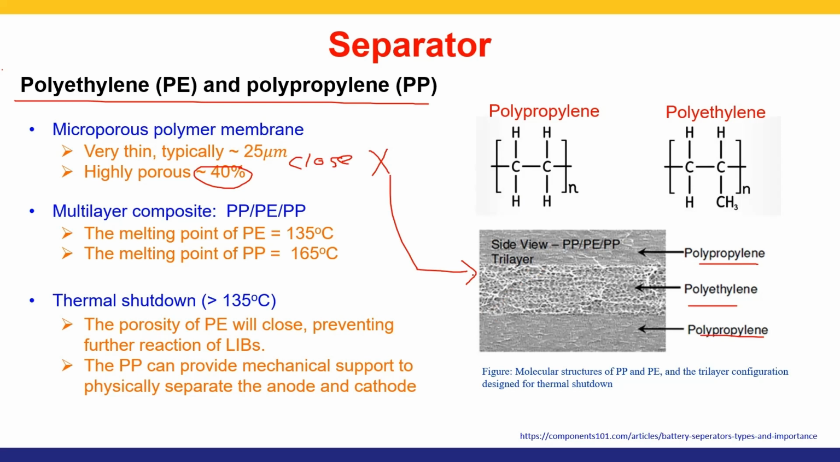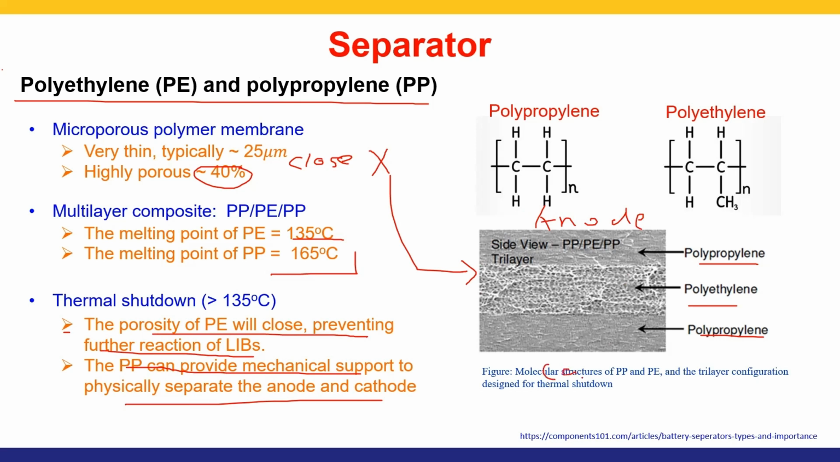The melting point of PE is 135 degrees C and the melting point of PP is 165 degrees C. In case of thermal runaway, the melting point of PE is low, hence it can shut down; the pore size will close. However, the PP can still serve as a mechanical support to separate the anode and cathode. So, in other words, the thermal shutdown temperature of a commercial lithium-ion battery using this kind of separator is about 135 degrees C. So it is like a thermal fuse.